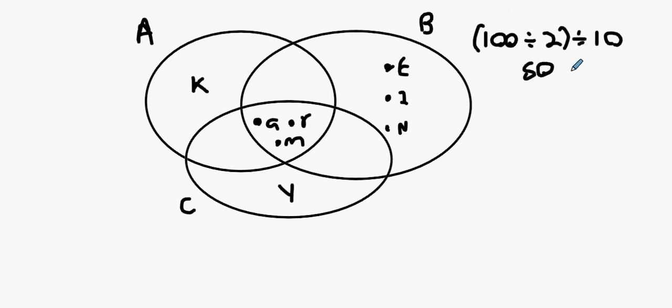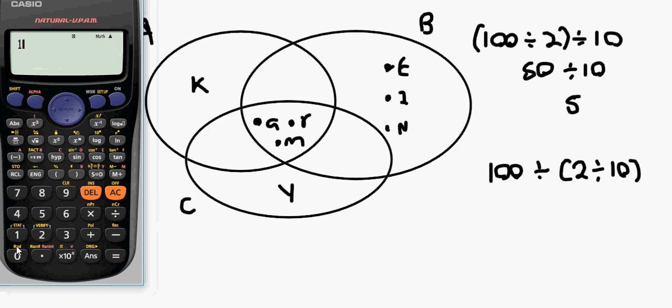50 divided by 10 is 5. Look at this: 100 divided by 2 divided by 10. I'm going to show you this on the calculator instead. 100 divided by 2 divided by 10 gives 500. Didn't work out the same, did it?